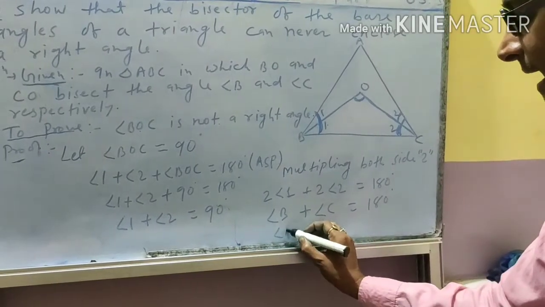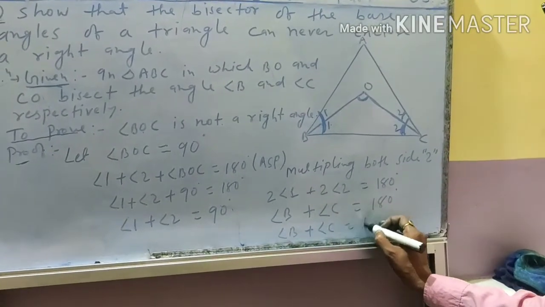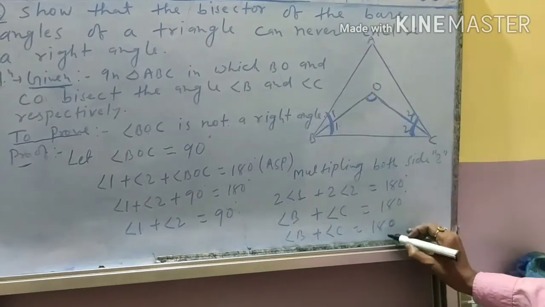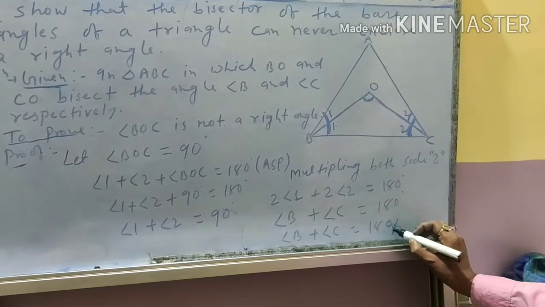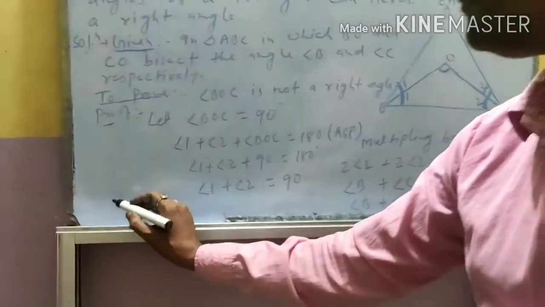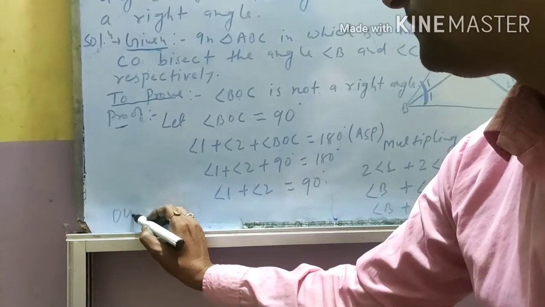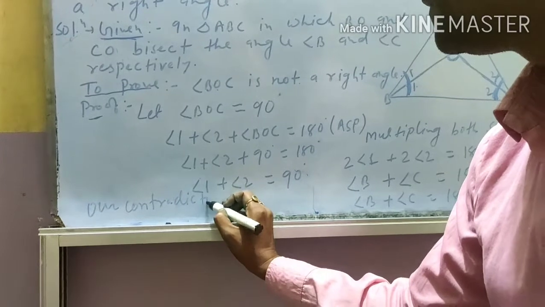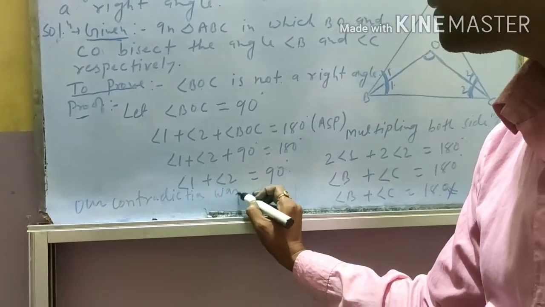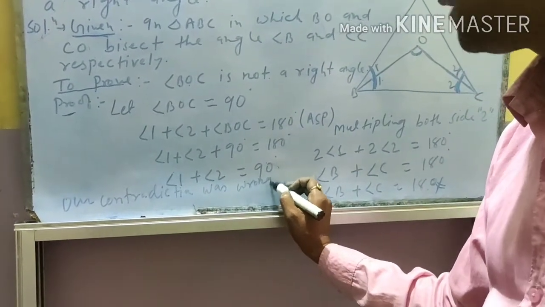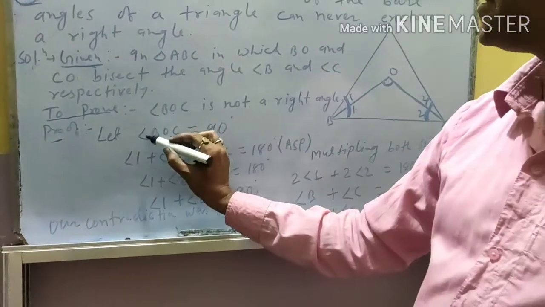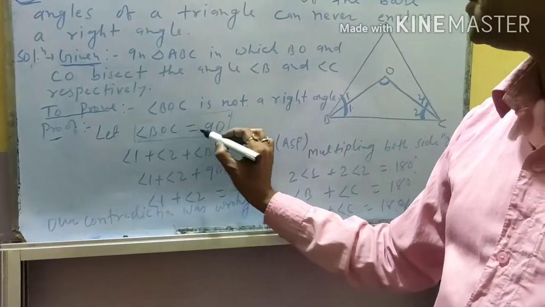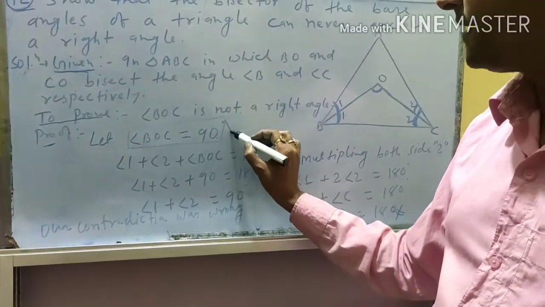So look here, students, angle B plus angle C is equal to 180 degrees. We know that in a triangle the sum of two angles cannot be 180 degrees. It is not possible. So write down our contradiction. Our supposition was wrong, meaning whatever I took, this angle BOC, is the wrong information. We do not take this value.